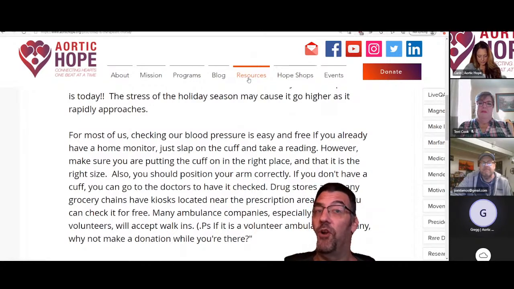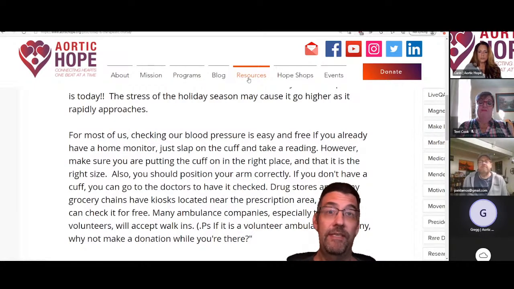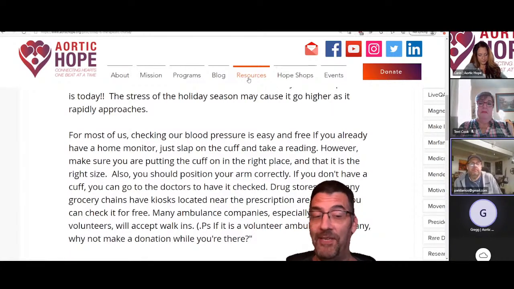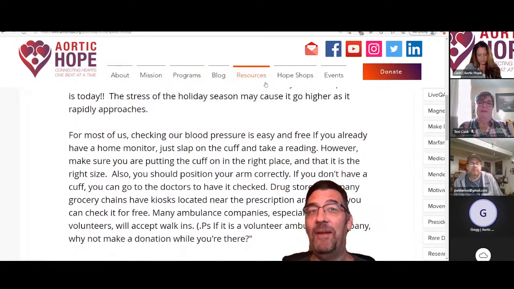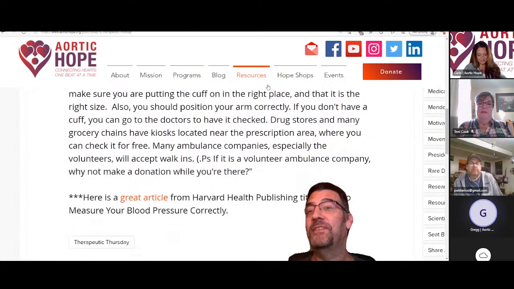Also, you should position your arm correctly. If you don't have a cuff, you can go to the doctors to have it checked. Drugstores and many grocery stores and chains have kiosks located in their prescription area where you can check it for free. Many ambulance companies, especially the volunteers, will accept walk-ins. P.S. If it is a volunteer ambulance company, why not make a donation while you're there? They are able to work for the community based on donations.